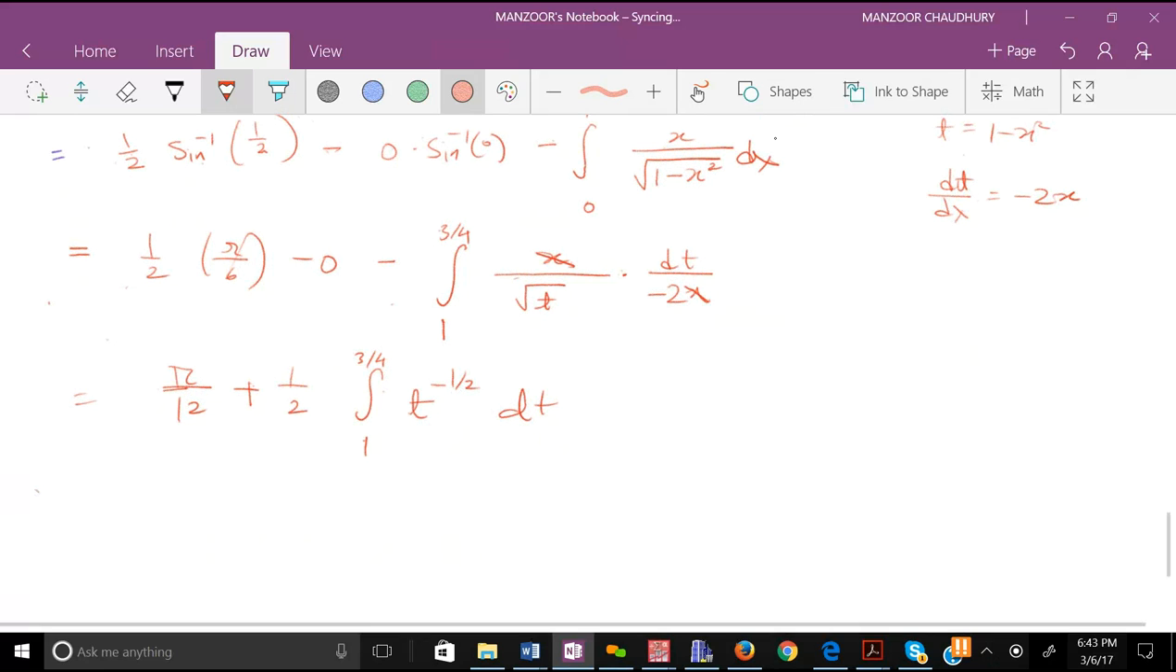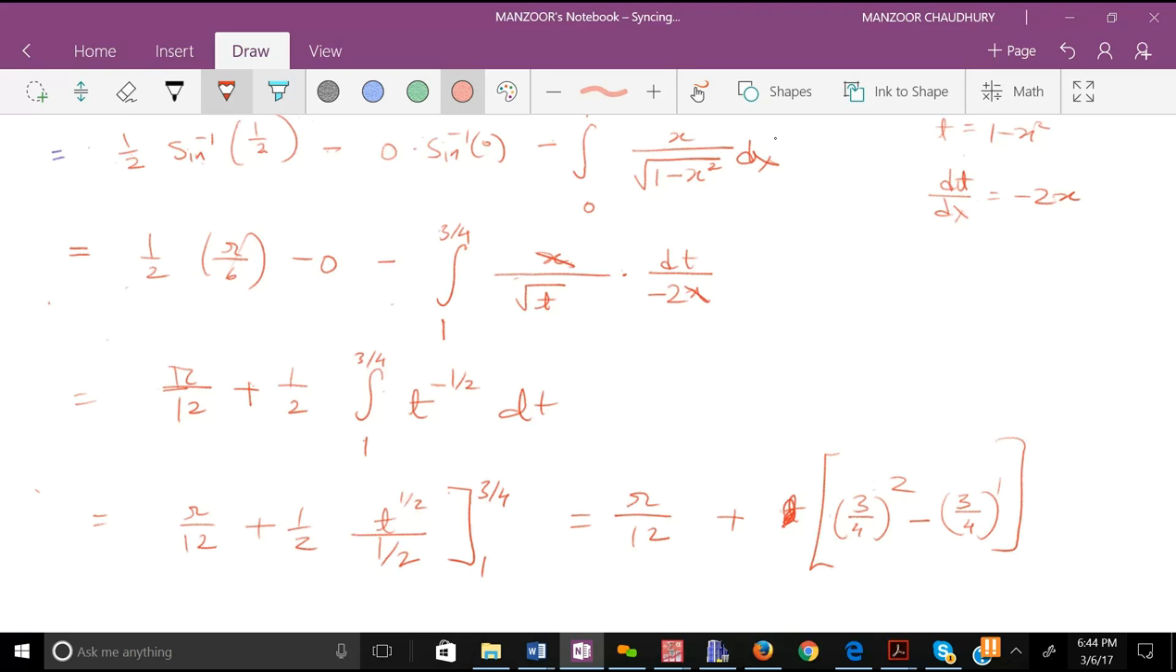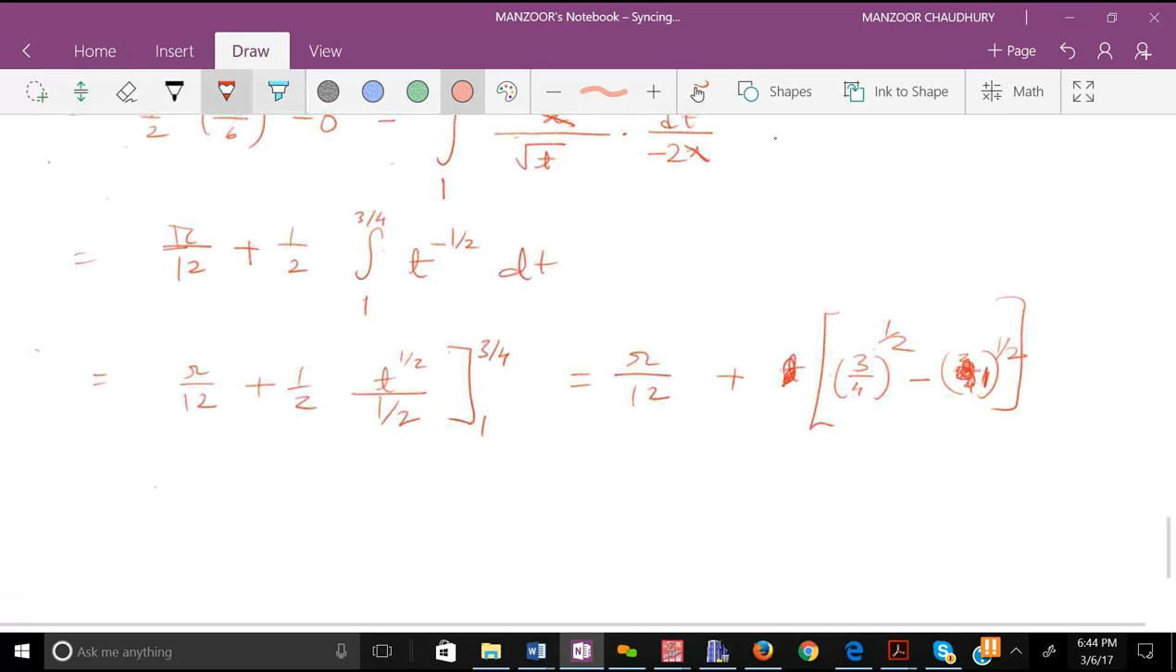So let's move on. When you integrate it, you have π/12 plus 1/2 t^(1/2) divided by 1/2, between 3/4 and 1. So the halves cancel, and it is π/12 plus, you do t equals, sorry, that should be 1 to the half minus 3/4 to the half, like this. So when I do that, what do I have? This is my silly mistake, I have to check. The square root of that is going to be square root of 3 over 2 minus 1.